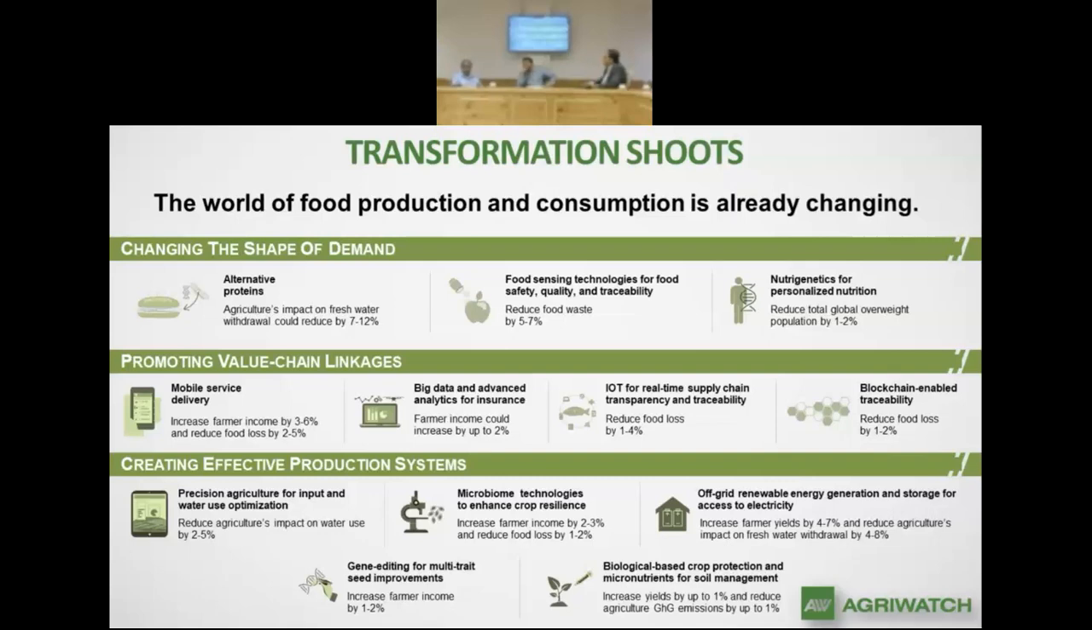Right. Then creating effective production systems, so precision agriculture for input and water use optimization. Again, this is an area where you'll find a lot of traction happening. Microbiome technologies to enhance crop resilience, off-grid renewable energy generation and storage for access to electricity, gene editing for multi-trait seed improvement, biological-based crop protection, and micronutrients for soil management. So these are typically what I call green shoots, which you'll see across the world. They are validated, proven cases of either reducing greenhouse gases, making things more efficient, effective, or giving better price points.